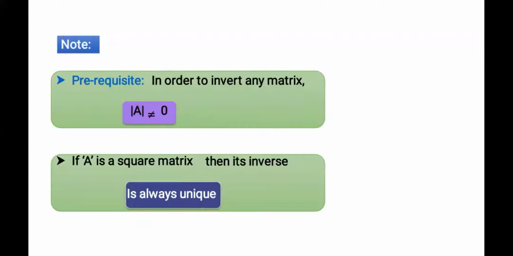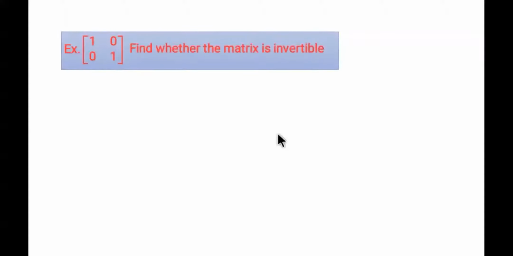You cannot have many possibilities of inverse. There will be one single possibility and one single inverse existing. Okay, and that will be unique. Now I'll just take an example of how to find whether the matrix is invertible.